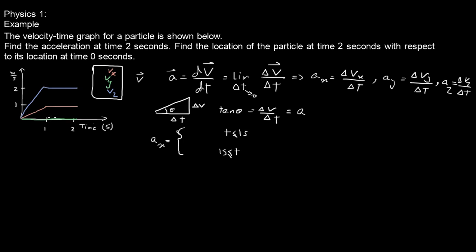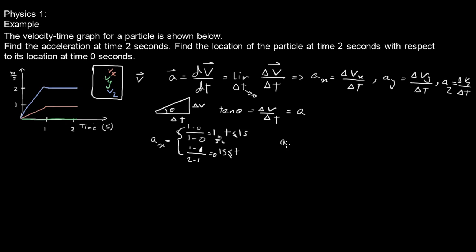So let's work on the first. Here delta t is 1 minus 0 and delta v is 1 minus 0. So therefore it is 1 meters per second square. For the other one, I have delta t is 2 minus 1, but the delta v is 1 minus 1. Therefore it is 0.